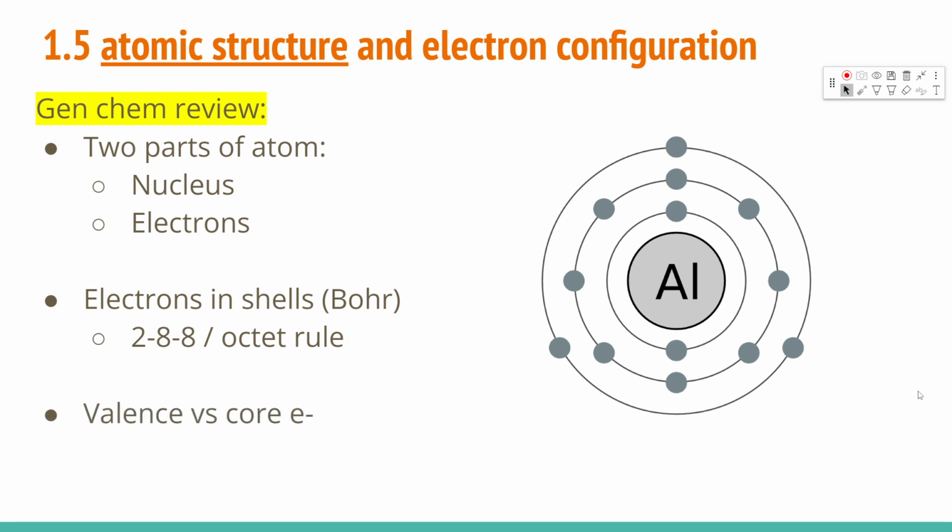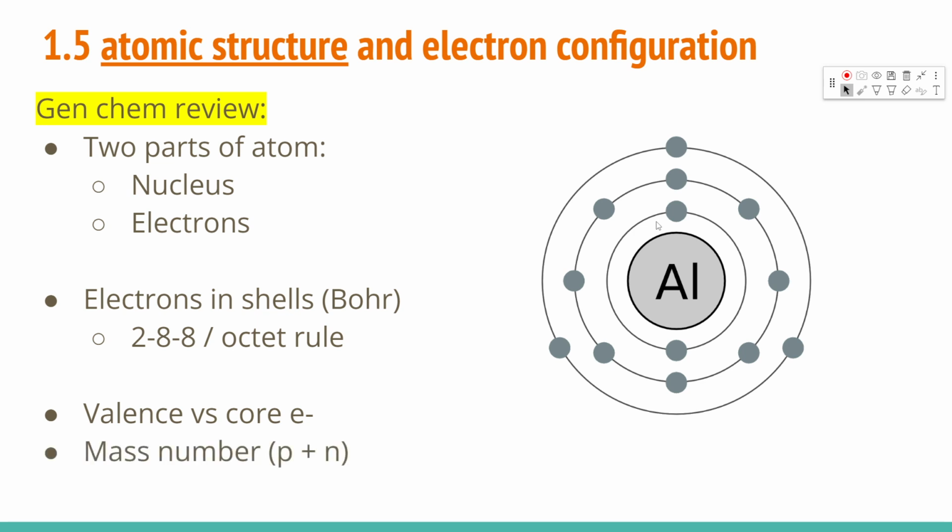The valence electrons are the outermost electrons. The core electrons are the inside electrons. So for this example here, our valence electrons are going to be the ones on this third ring on the outside, and we have 1, 2, 3 valence electrons according to this diagram. The core electrons is everything else underneath, so we have the second and first ring. Those are the core electrons.